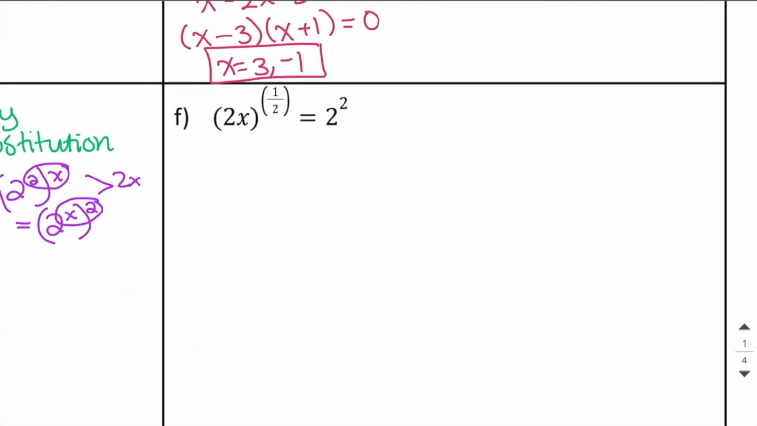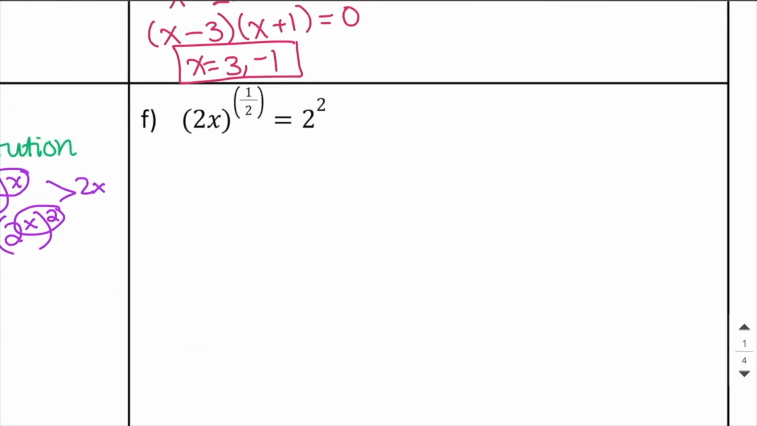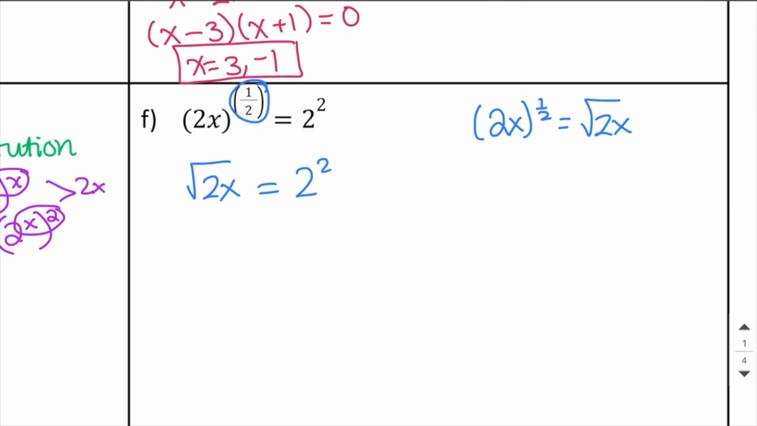Now, this next one, even though it looks like it's an exponential equation, it isn't. But just a reminder that this exponent of 1/2 means that you are going to do the square root. So 2x to the power of 1/2 is the same thing as the square root of 2x. So here I'm going to say that the square root of 2x equals 2 to the power of 2. How do I undo the square rooting? I'm going to square both sides.